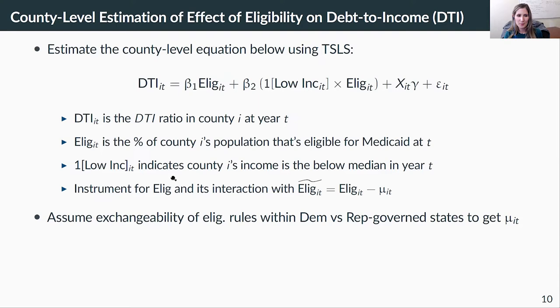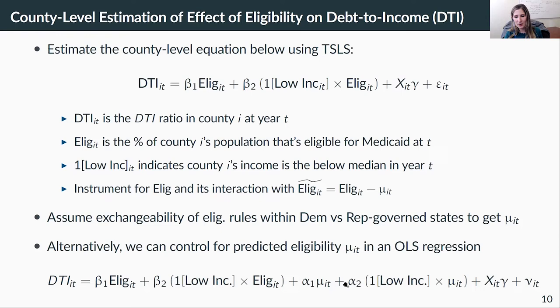I'll first show you results that instrument for eligibility and its interaction using instruments constructed from this recentered IV, where we're netting out the propensity to tend to be eligible. The key identifying assumption is going to be exchangeability of eligibility rules within Democratic versus Republican governed states. Alternatively, as I mentioned, we can also do this directly with controls. So I'll also show you results from a version where we just put in a control and the corresponding interaction for this propensity as well.